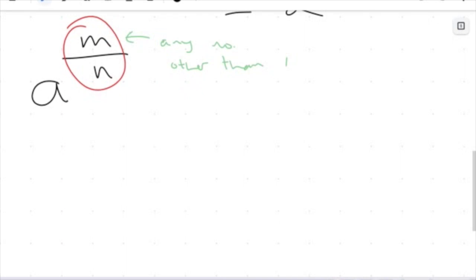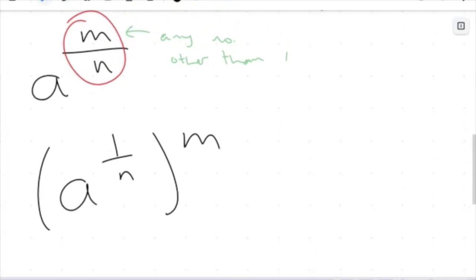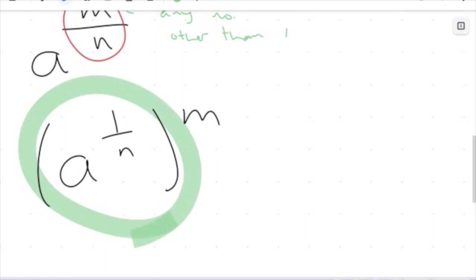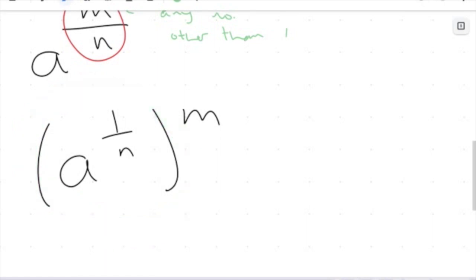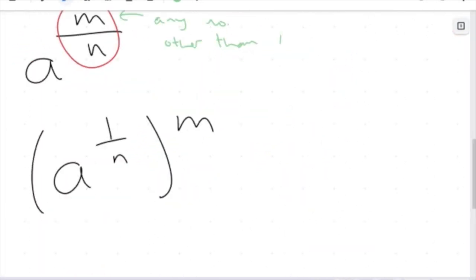But going into this, I can actually write this thing as a to the power of 1 over n, to the power of m. Now, why can I write it in this way? And why should I write it in this way? Well, I've done that because now I have a relationship that I know already. What happens when I get a fractional index with a numerator of 1? Well, I just know already how to relate that to a surd based on what we had up there.